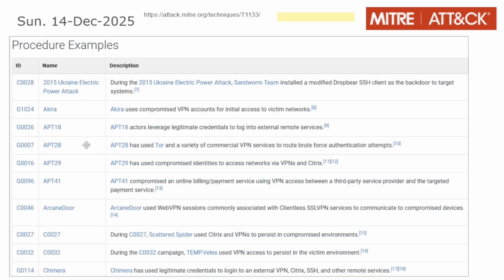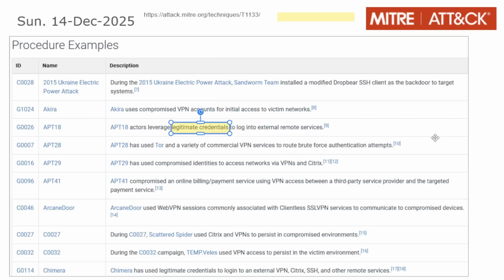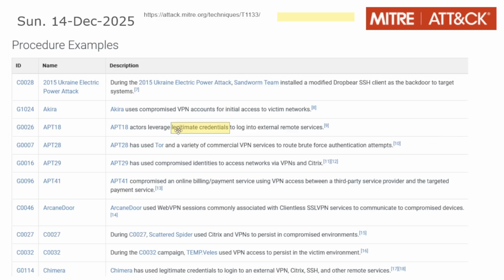Then you have some APTs that leverage legitimate credentials to log onto external remote services. Yeah, legitimate credentials, but the mistake happened somewhere else then. So isn't there a two-factor authentication, for example, or MFA, multi-factor authentication? Because then legitimate credentials won't get you anywhere.